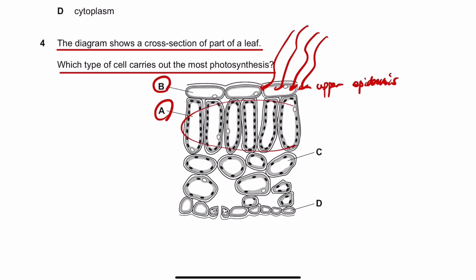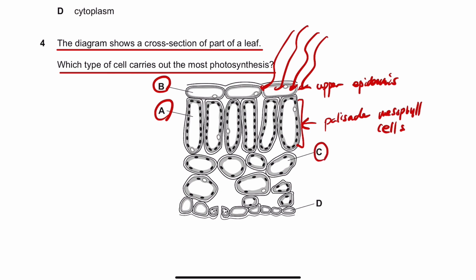And A is the palisade mesophyll layer cells, or palisade mesophyll cells. They receive the sunlight the most, so they should have the most number of chloroplasts, and they do the photosynthesis the most.